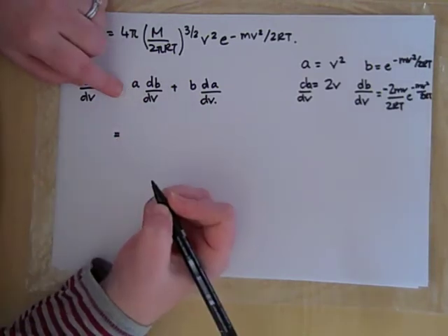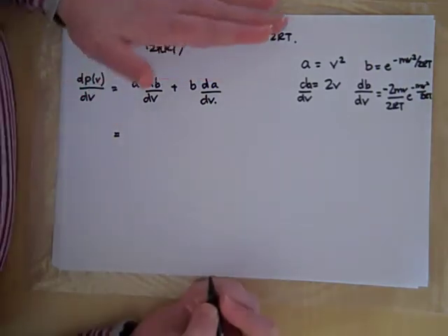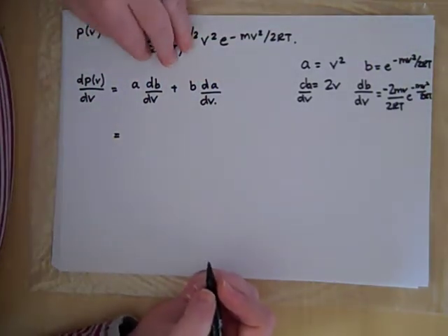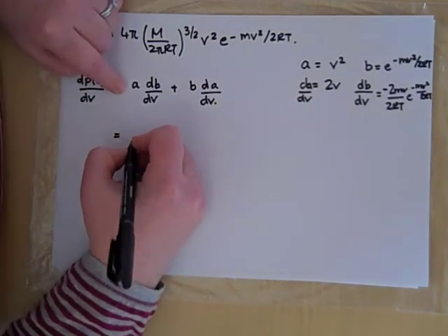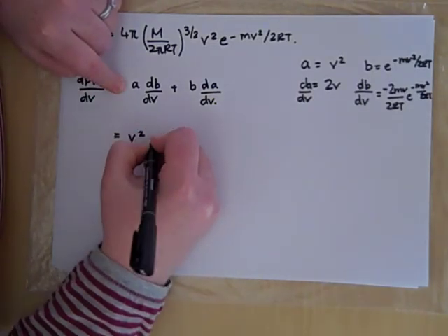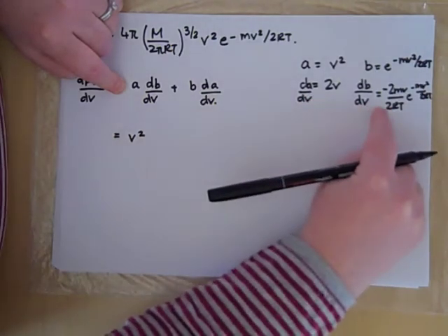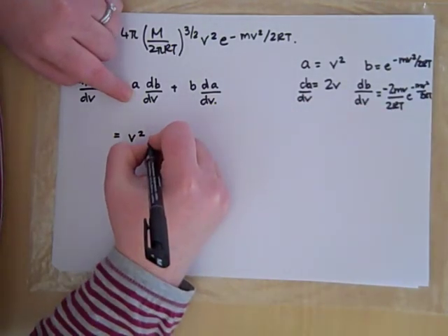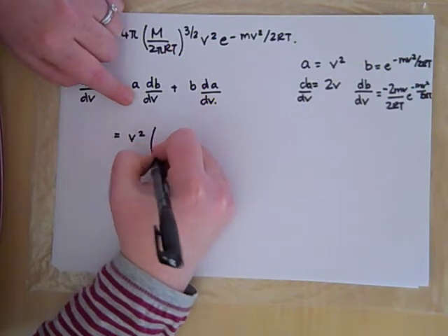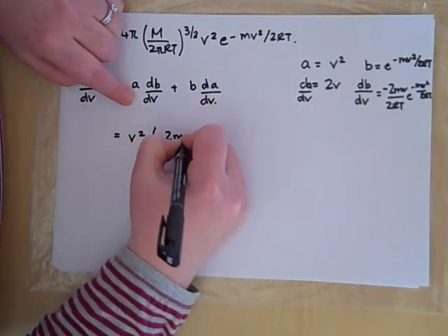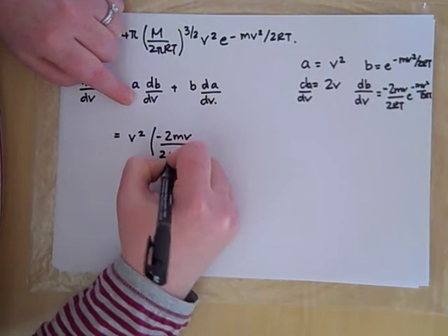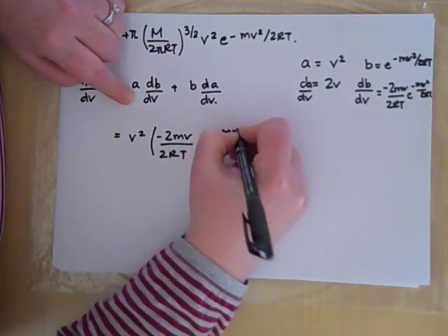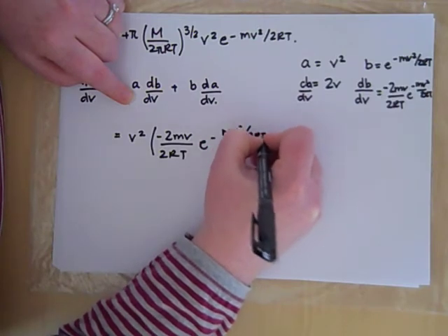The one thing I need to remember as well is at the moment I'm not working with this constant. I'm going to throw that in right at the end. So A is equal to v squared, multiplied by dB by dv, which is equal to minus 2mv over 2RT, e to the minus mv squared over 2RT.